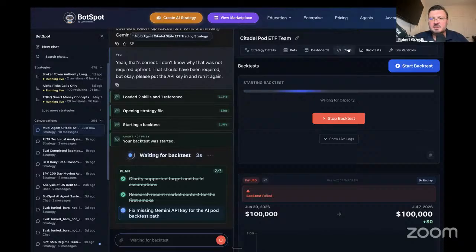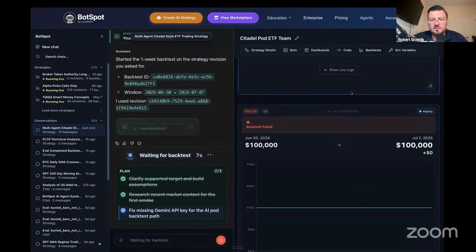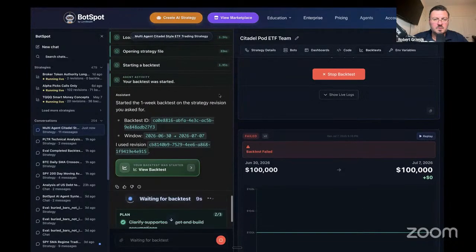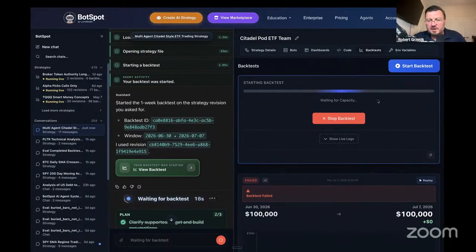What the heck did this thing do? Let's try a 1 week back test. So it should have started it with an environment variable. I don't know if it actually did that. So okay, I take it back. It's a lot further along than what I expected, but it's not 100% there yet. So we can get this thing fully there.